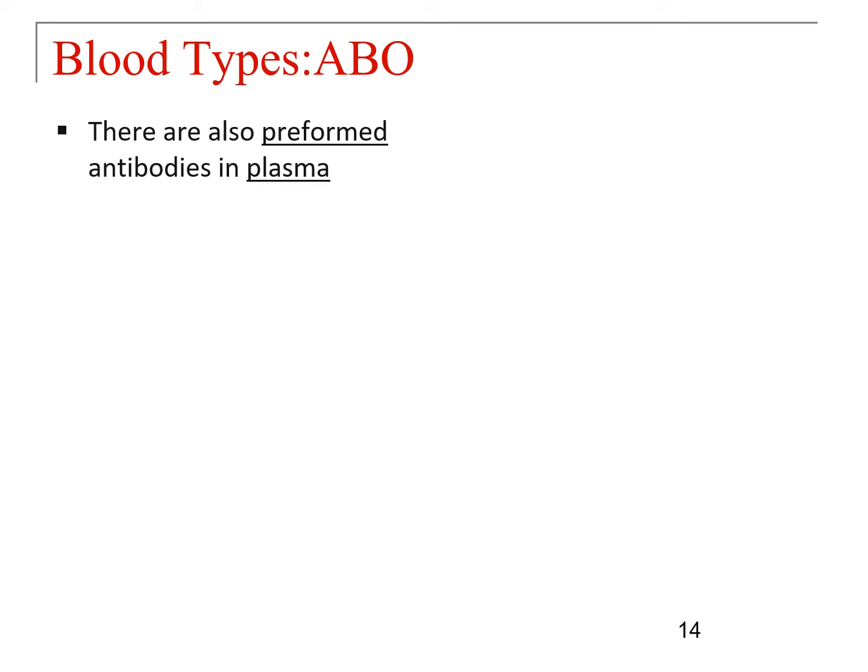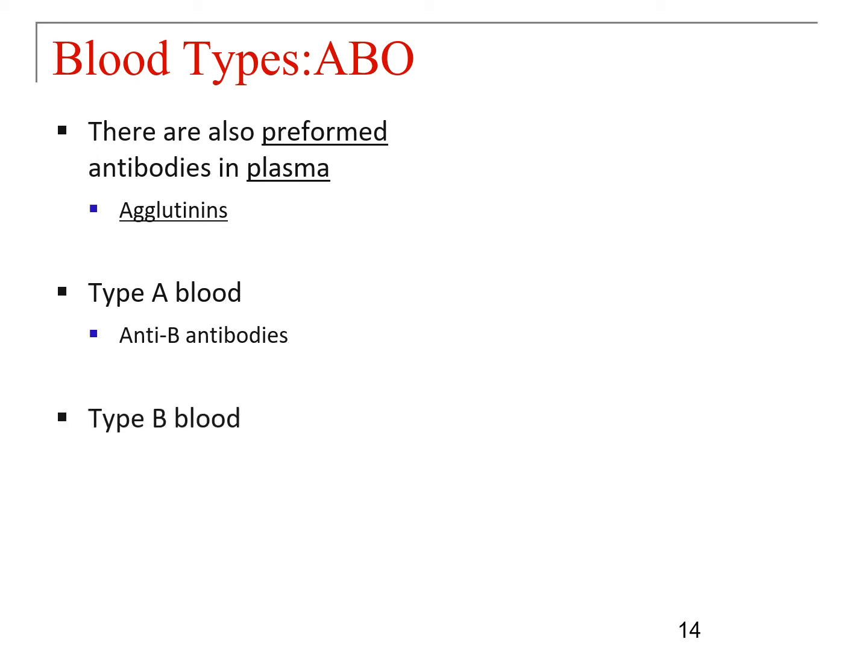So you also have preformed antibodies in the plasma to either A or B, depending on what blood type you have. So these are the antibodies that really are responsible for sticking red blood cells together. So if you have type A blood, you are not going to produce an antibody against the A antigen because you're not going to produce an antibody against what you possess. So if you're type A, you'll produce anti-B antibodies. So you produce antibodies against what you don't have. So if you're type B blood, you're going to produce anti-A antibodies.